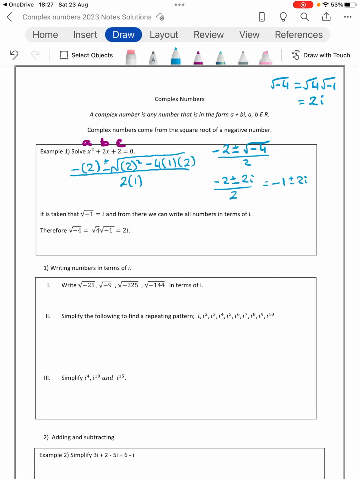minus 2i. So that's 2 complex numbers. It's minus 1 and 2i, and it's also minus 1 minus 2i. They're 2 complex numbers, and they are 2 complex roots for that quadratic that was in our question.